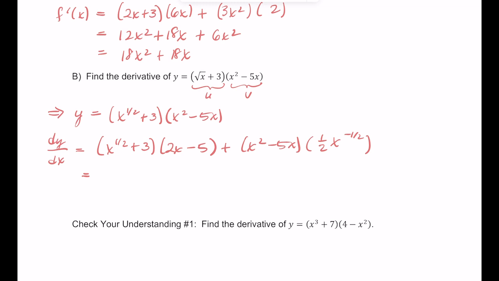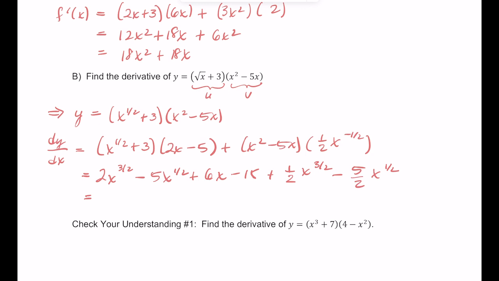Okay, and then I'm going to FOIL this first part. So first, outer, inner, last. And I would get 2x to the 3/2 minus 5x to the 1/2 plus 6x minus 15. And then plus, now I'm just going to distribute the 1/2 x to the negative 1/2 to each of those terms. So I would get 1/2 x to the 3/2 and then minus 5/2 x to the 1/2.